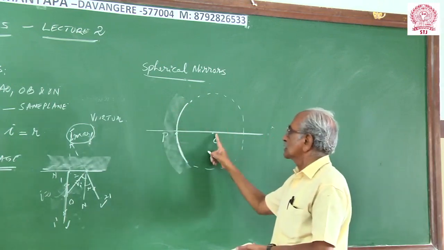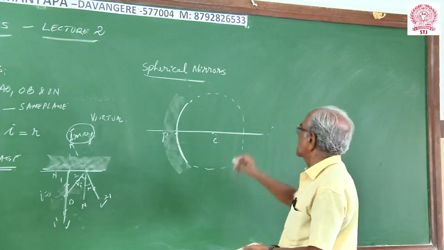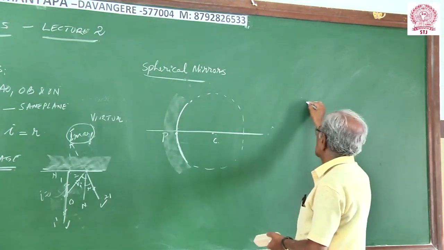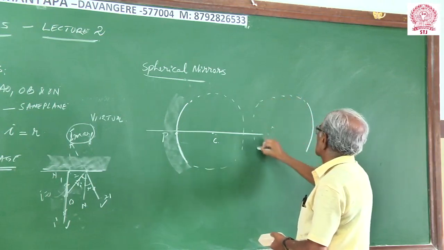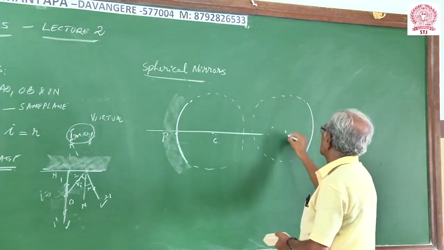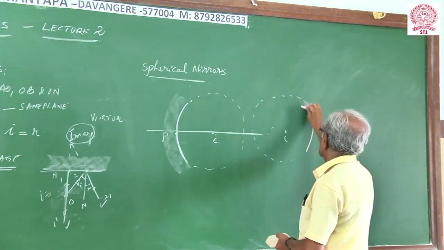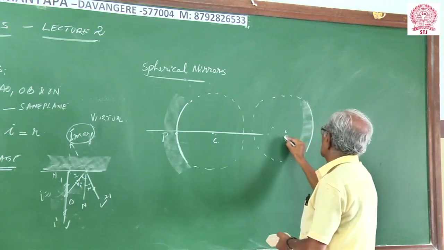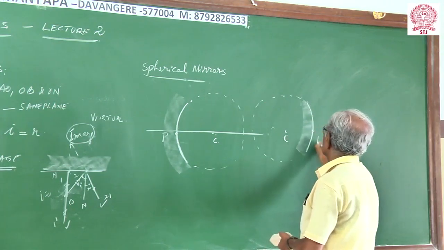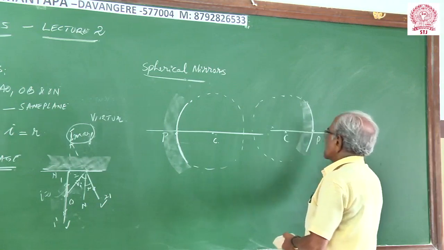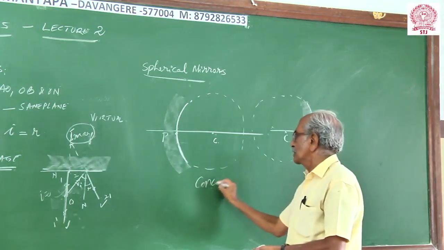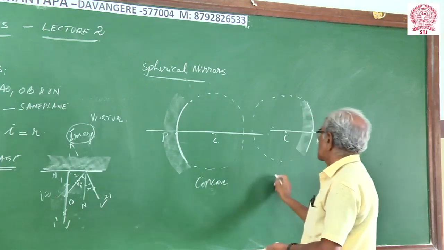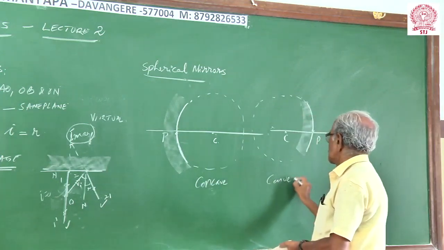The mirror with the center of curvature in front, and the mirror with the center of curvature behind, like this. This is part of this sphere, let's suppose. Then this is the back of the mirror. This is the pole of the mirror. This is the axis like this. Now this is called a concave mirror. This is called a convex mirror.